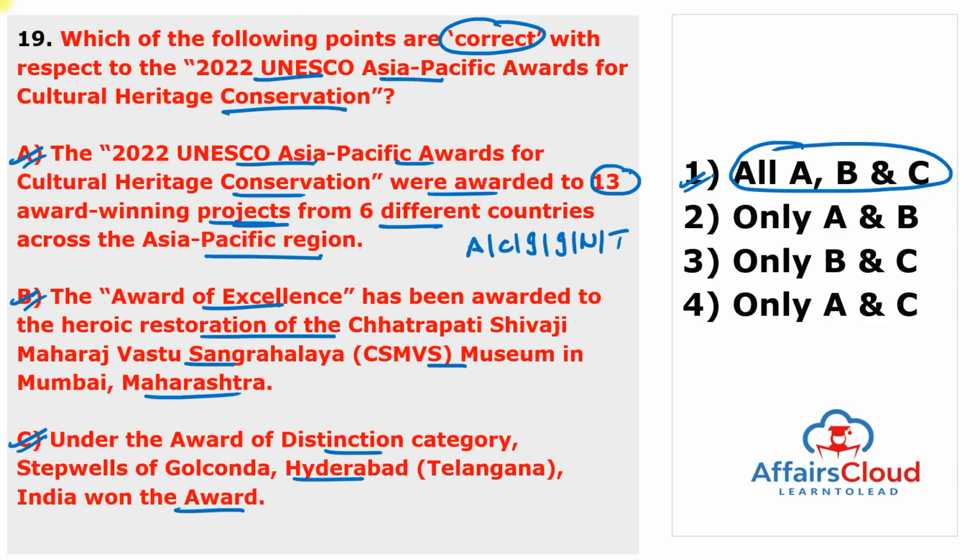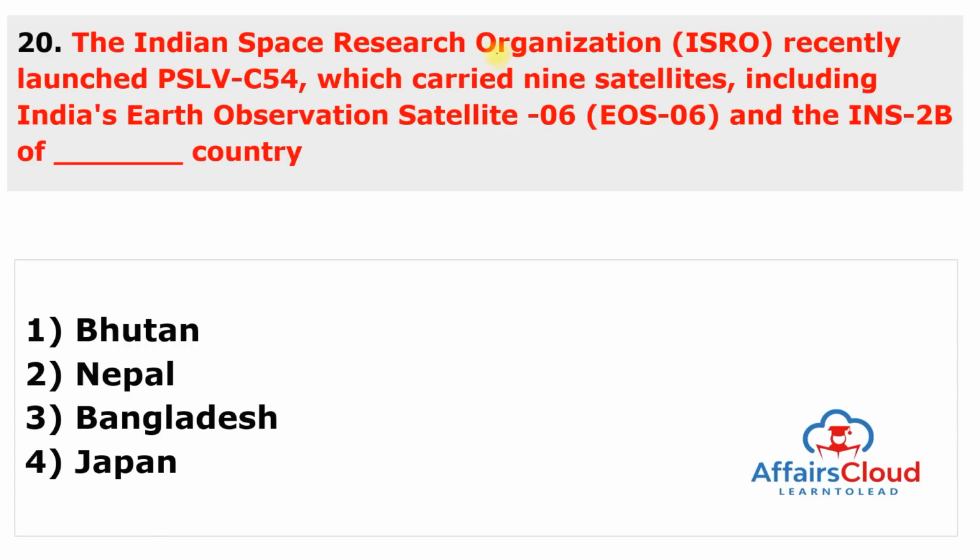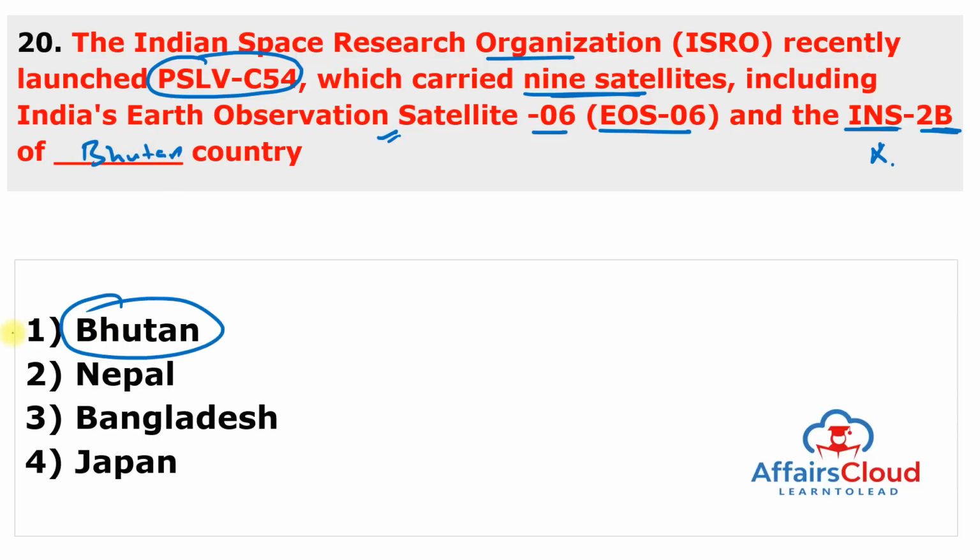Moving to next question. The Indian Space Research Organization recently launched PSLV C-54, which carried 9 satellites, including one of the satellite named as EOS-06, which means India's Earth Observation Satellite 06, and one satellite is INS-2B, and this satellite is not Indian satellite, this is Bhutan's satellite. So answer of this question is 1.